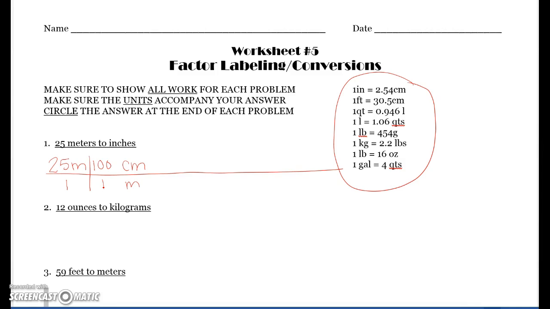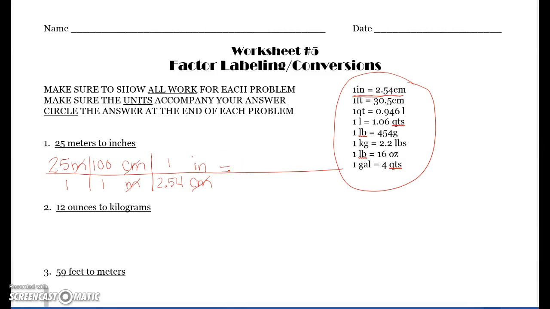If I solved right now, I would cancel out the meters and I would be left with centimeters, but that's not what I'm looking for, so I need to keep going. In the conversion table, there is a conversion for inches and centimeters, and that would get me to what I was looking for. To get rid of the centimeters, I put it on the bottom and inches on the top. There is 1 inch equal to 2.54 centimeters. If I solve now, the centimeters would cancel with the centimeters.